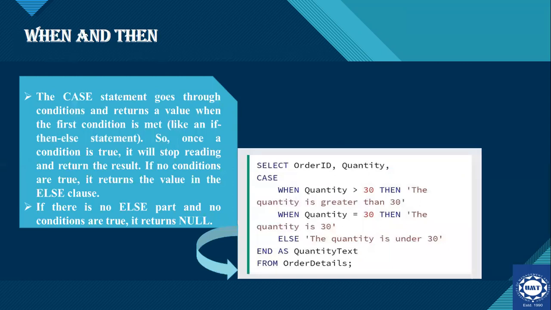Then you can see here the WHEN keyword and THEN keyword. The case statement goes through conditions and returns a value when the first condition is met, like an if-then-else statement. Once a condition is true, it will stop reading and return the result. If no conditions are true, it returns the value in the ELSE clause. And if there is no ELSE part and no conditions are true, it will return null.